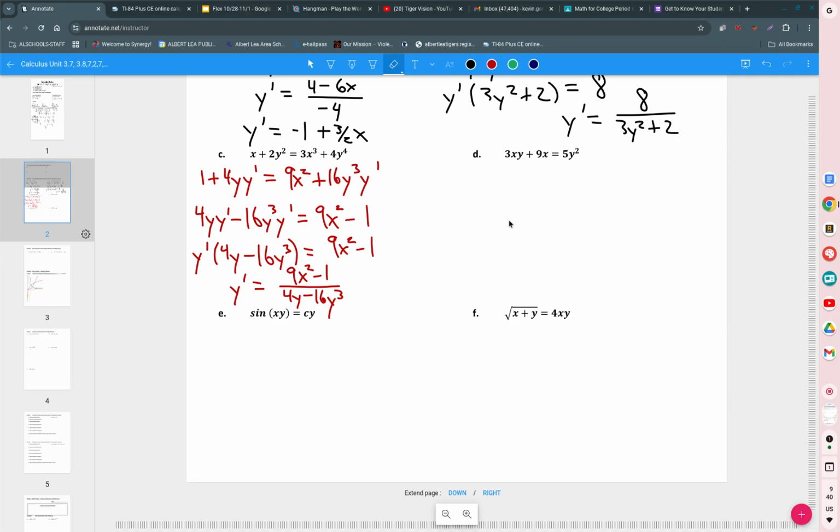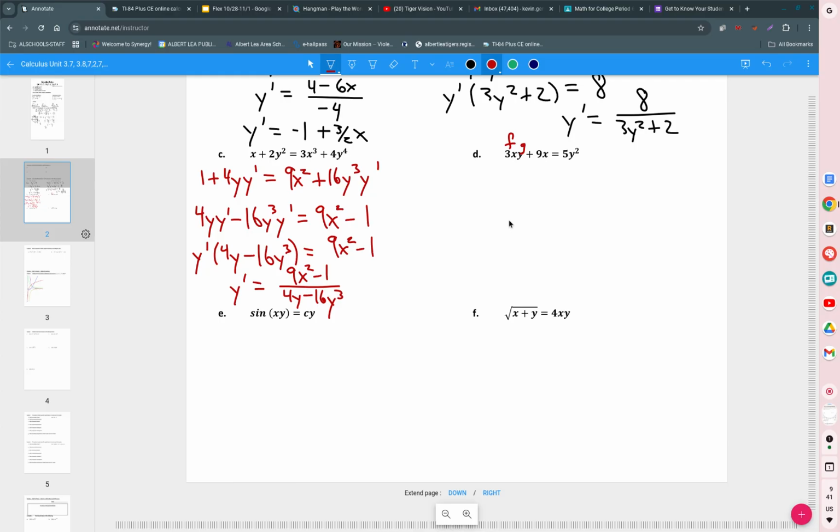We need to do a couple more problems here. What do you think about letter D? What do you notice is different about this? What about the xy? Can't you just take out a 3x? Do you have to use the product rule? Yes. That's f, and that's g. What's f and what's g?